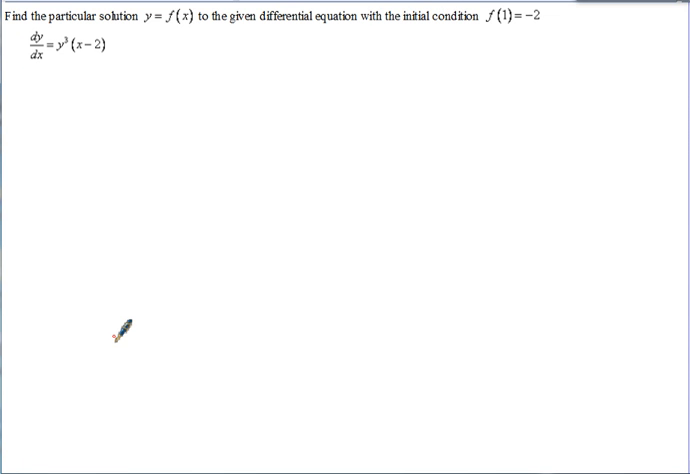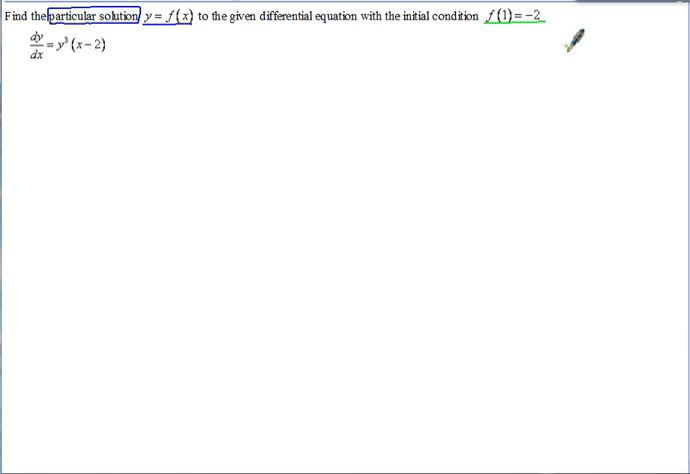Okay, so this one says find the particular solution y equals f of x to the given differential equation with the initial condition f of 1 equals -2. So we're trying to find the particular solution again. That's the original equation that has this derivative. This tells you it's a function, and the initial condition that has to be on that function is (1, -2).